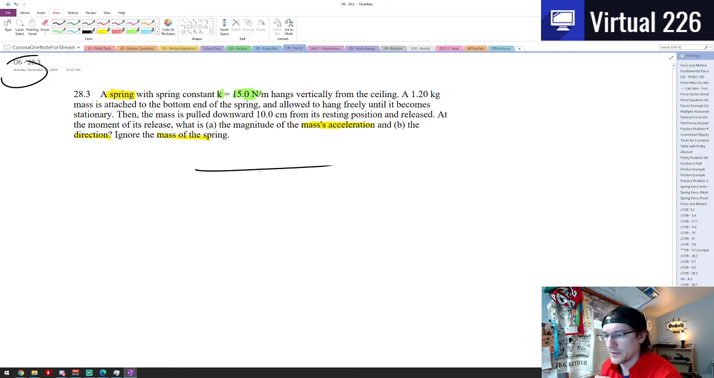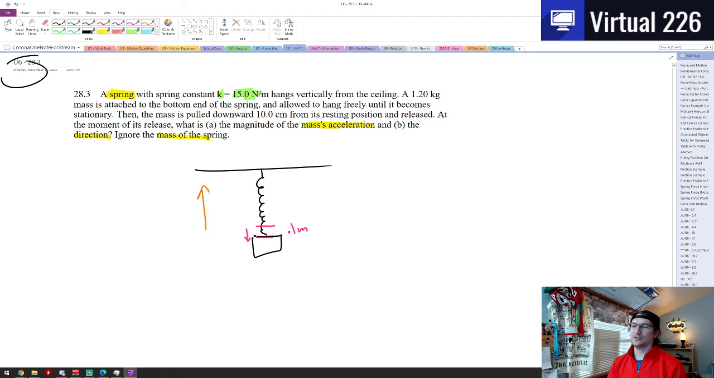Grandpappy Pritzer needs a picture. Spring, spring, spring. Mass at the bottom. And we've pulled it down 0.1 meters, 10 centimeters, okay? If we pull the spring down, we know when we let go, it's going to bounce back up, right? So we know it's going to go up like this.